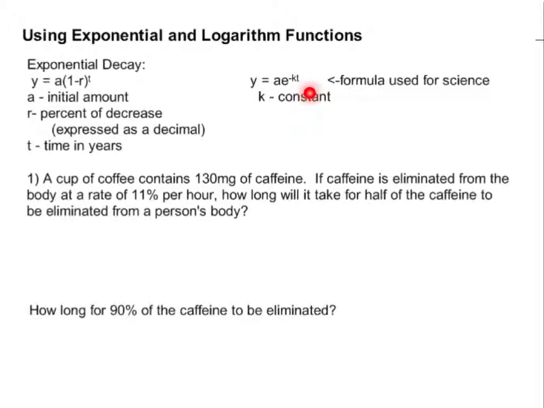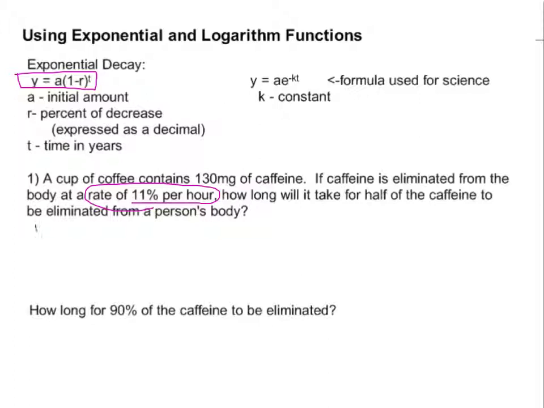For our first example, we have a cup of coffee that contains 130 milligrams of caffeine. If caffeine is eliminated from the body at a rate of 11% per hour, how long will it take for half the caffeine to be eliminated from a person's body? We need to decide which of these two formulas makes sense. Since we have a rate of 11% per hour, we're going to use our formula that has a percent in there.